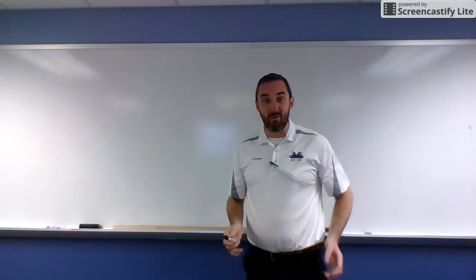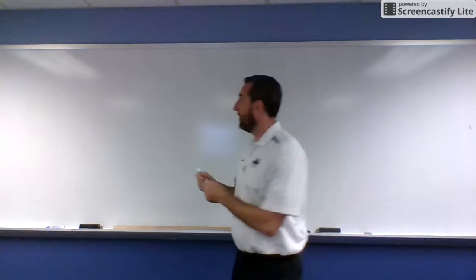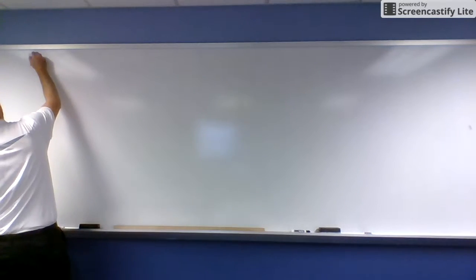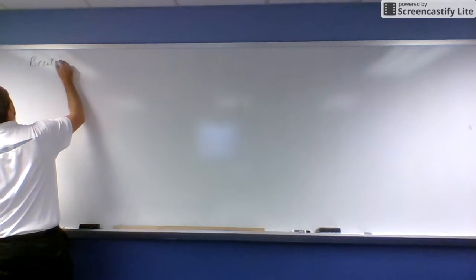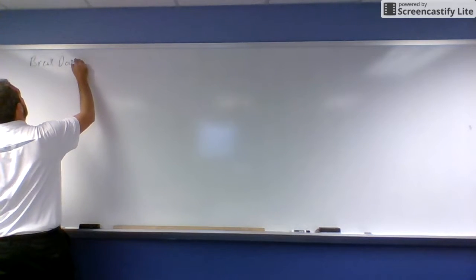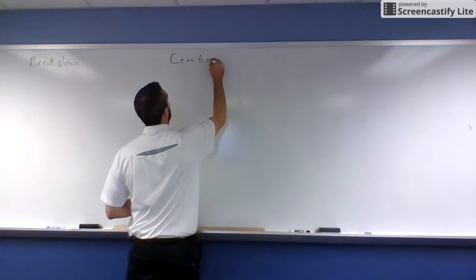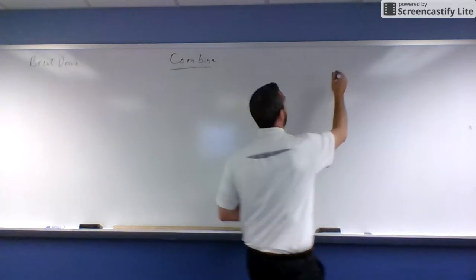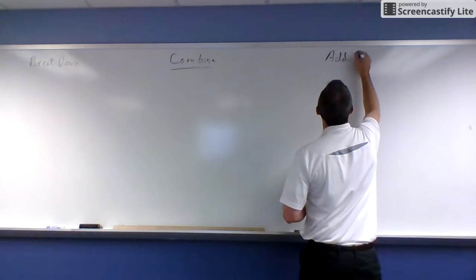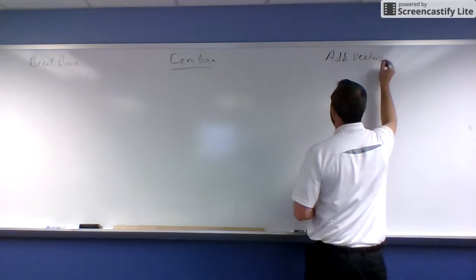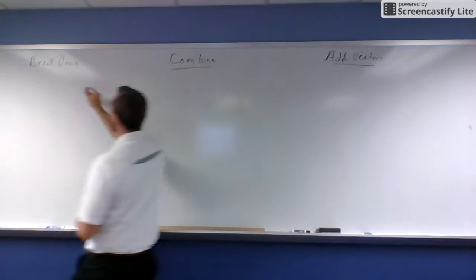Hey, let's talk about vectors. So we're going to do three things with vectors. The first thing we're going to do is break them into their components. Break them down. Then we're going to combine components together. And then we're going to add vectors. All right. Now each of these steps is pretty easy in and of itself.